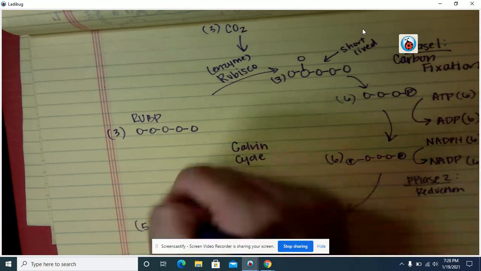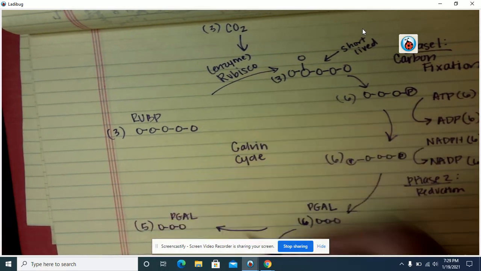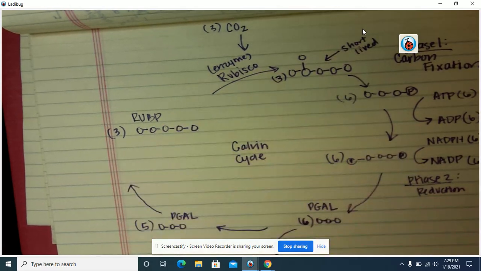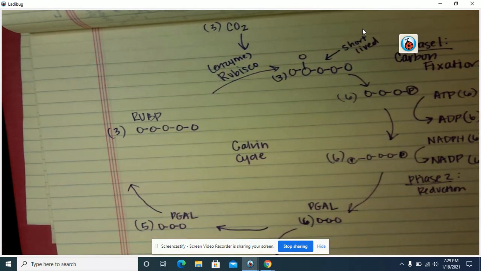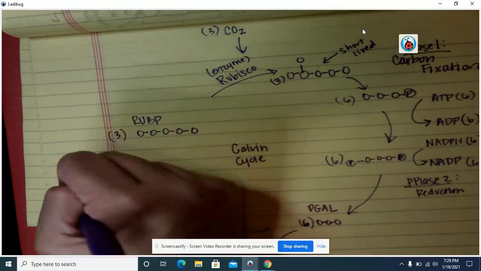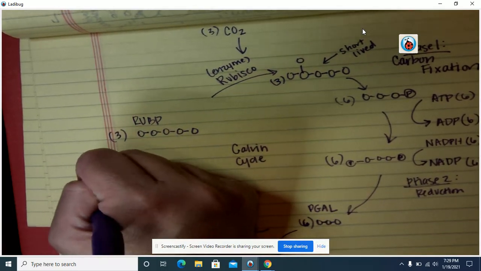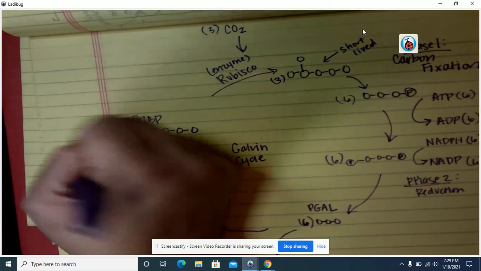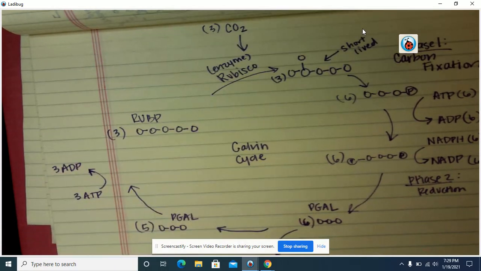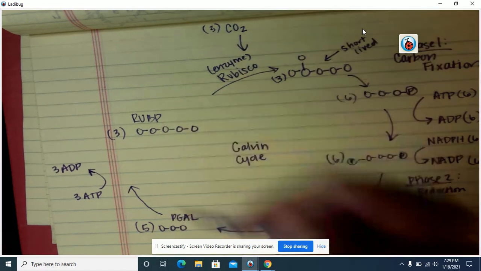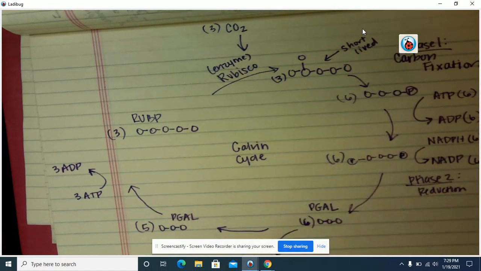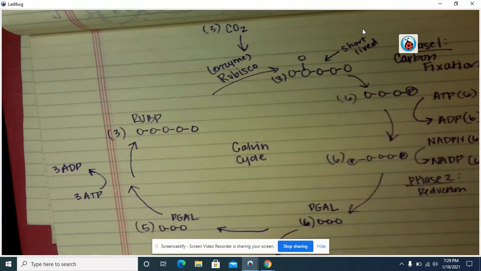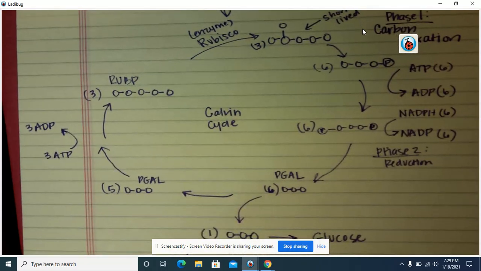So we have 5 PGALs now, and they are going to get a little shot of energy in the form of 3 ATP that become 3 ADP to get us back to ribulose bisphosphate, which was what we needed to get this cycle started in the first place.